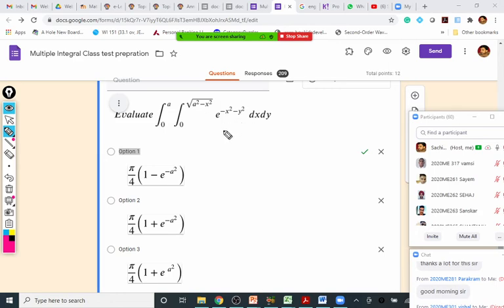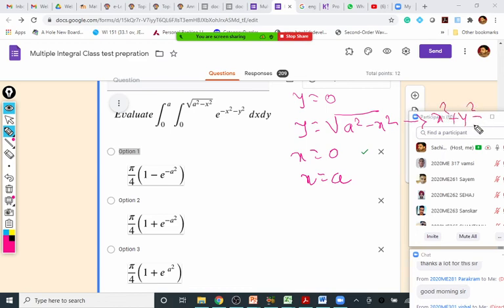First thing, some students may be thinking how to integrate e raised to minus x square minus y square. So there is need of observation. If you observe the inner limits of y, they give us y equal to 0, y equal to root of a square minus x square, and then x equal to 0 and x equal to a. This equation represents part of a circle, because it is x square plus y square equal to a square. Is it? Yes, sir.